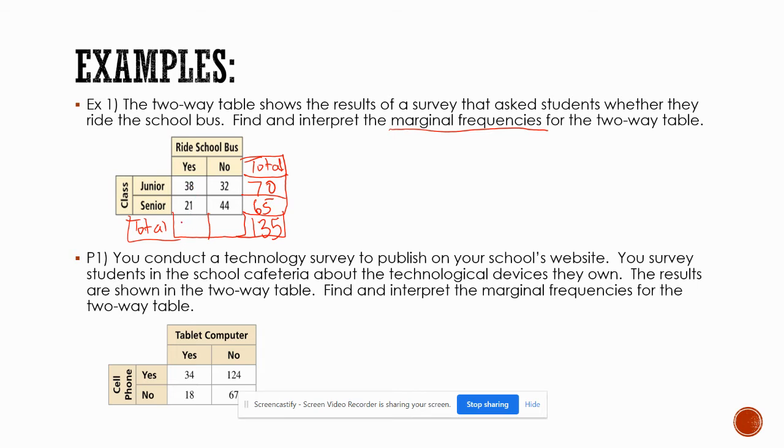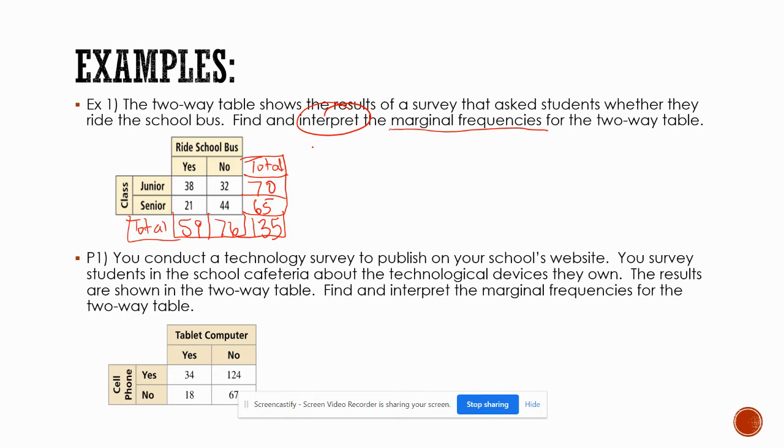38 plus 21 is 59. 32 and 44 are 76. And just to double check, 59 and 76 should equal 135. And it does. So some things that we know based on the marginal frequencies, because all of these things in red that we just added up are called marginal frequencies. They're the totals.